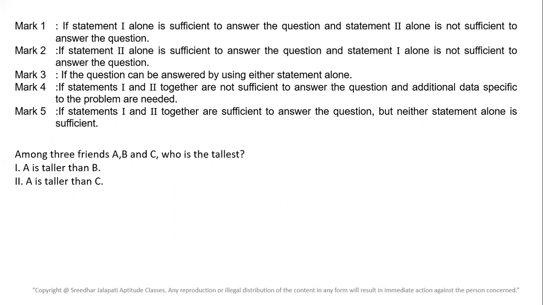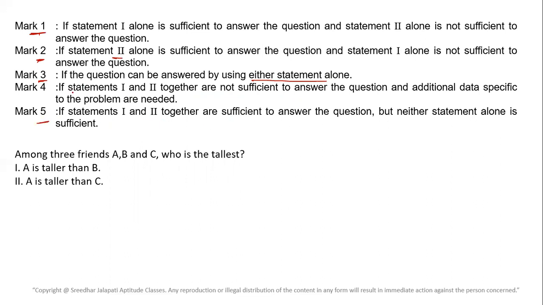For example, if statement 1 alone is sufficient, then mark your answer as option 1. If statement 2 alone is sufficient, select your answer as option 2. If the question can be answered by using either of them alone, then mark your answer as option 3. If the question can be answered by using both 1 and 2 together, then mark your answer as option 5.